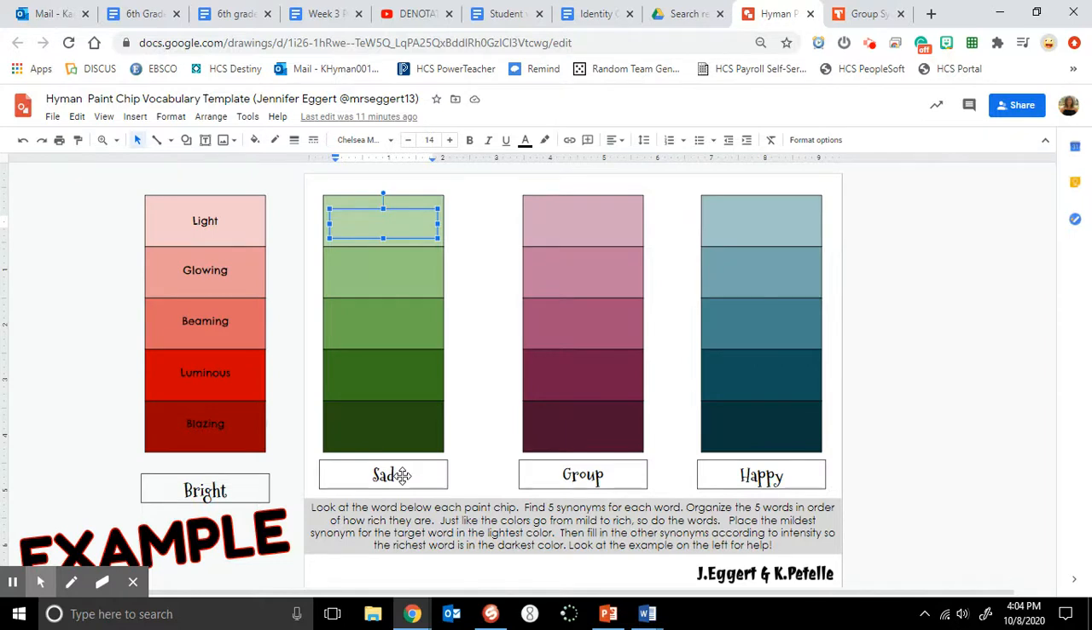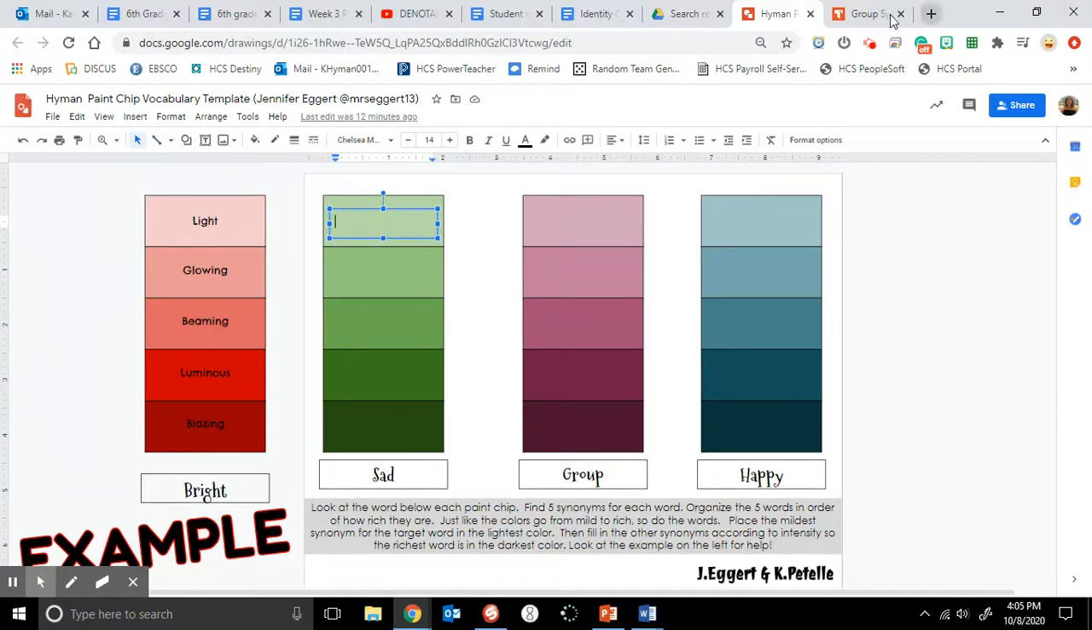pick 5 different words that all mean the same thing. And then we're going to put them in order, with the light colors being the nicest, the most positive connotation, the least strict or the least bad connotation, I guess. And the dark are going to be the worst connotation or the negative connotation.